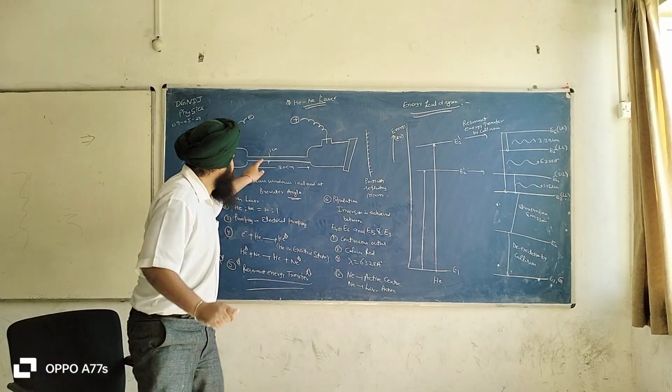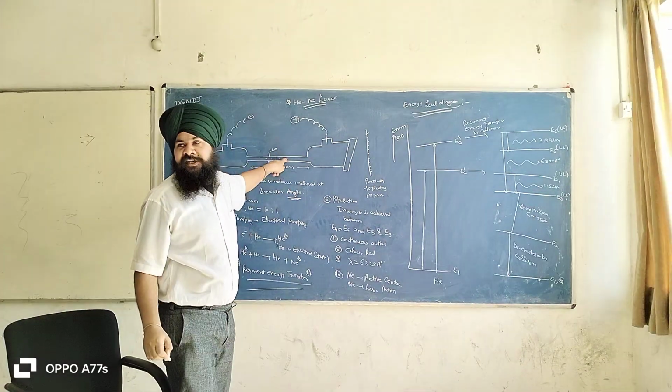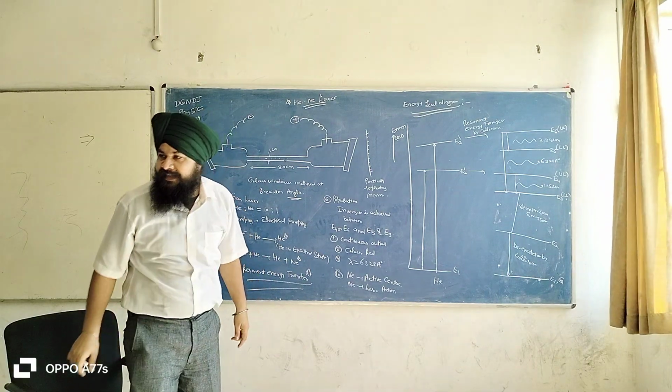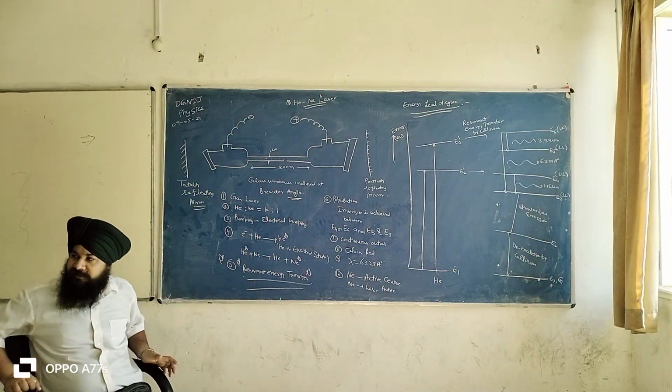In this tube, helium and neon are in the gaseous state in the ratio of 10:1.